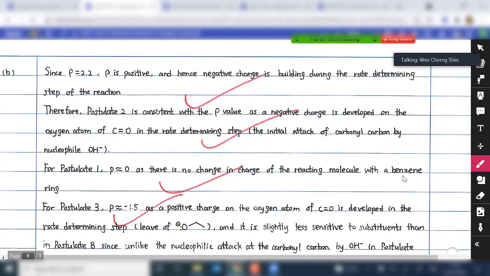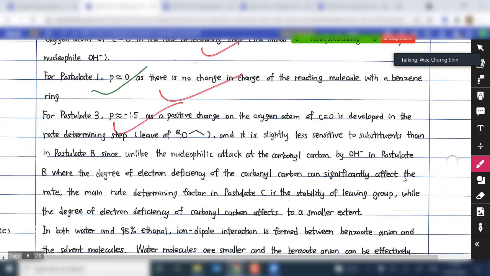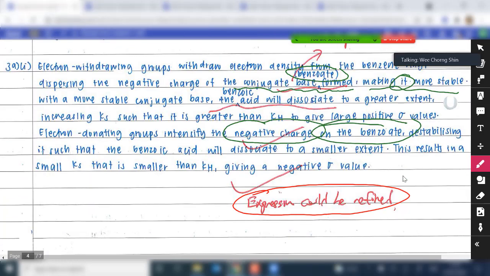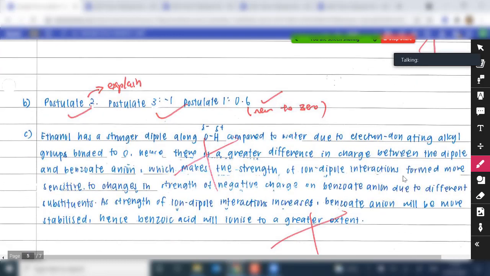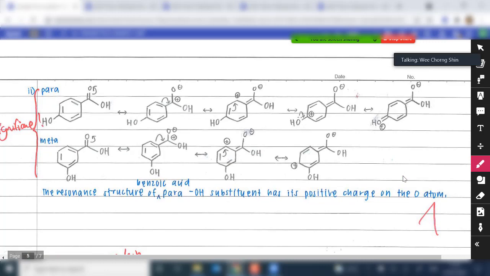If there's no charge building up, then postulate 1 is correct. Not correct, but if rho is close to 0. Then postulate 3 will be positive charge building up. So rho is negative 1.5. Just a simple appreciation like this will do. Okay, so let's see. I think back then your senior also wrote this. Oh, okay. Now I saw this, right? I remember why I want to explain it.